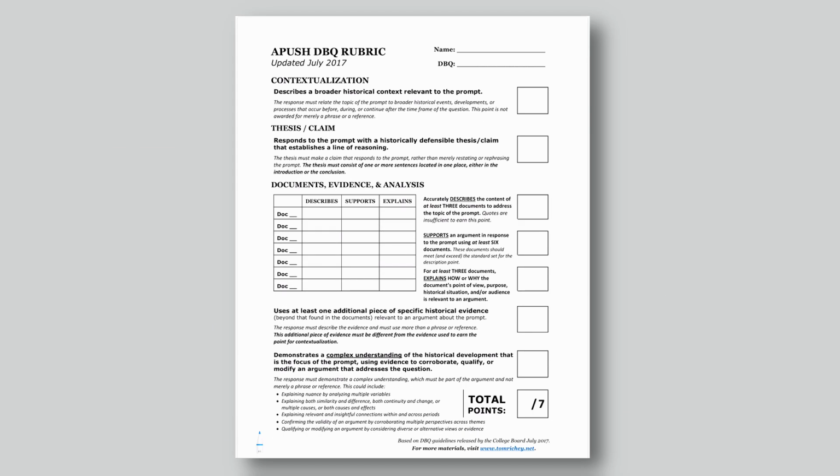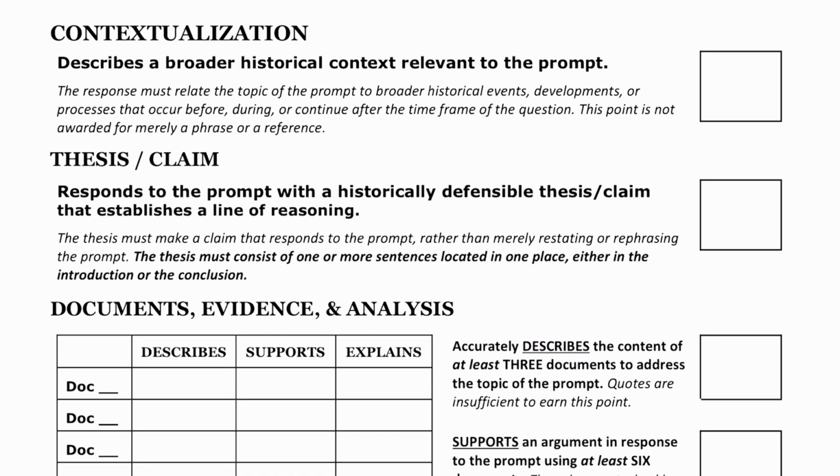Let's take a look at this rubric. This is the AP US History rubric. I'm using the one on Tom Ritchie's website. This is at tomritchie.net. He has one for AP European History as well. Check out the link in the description. This is a really great way of designing the rubric. So you see the way he set this up.